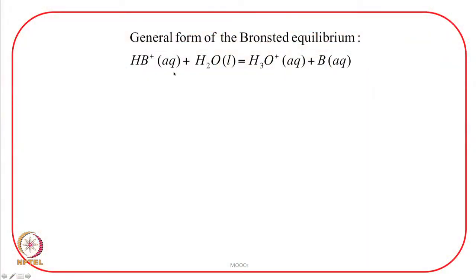The general form of Bronsted equilibrium is that you have an acid and you add water. A Bronsted acid will donate a proton and you have this kind of reaction. When we write an expression for acidity constant, it will be the activity of hydronium ion into the activity of the base, divided by the activity of the acid, and we are taking the activity of water to be 1 because water is in excess.